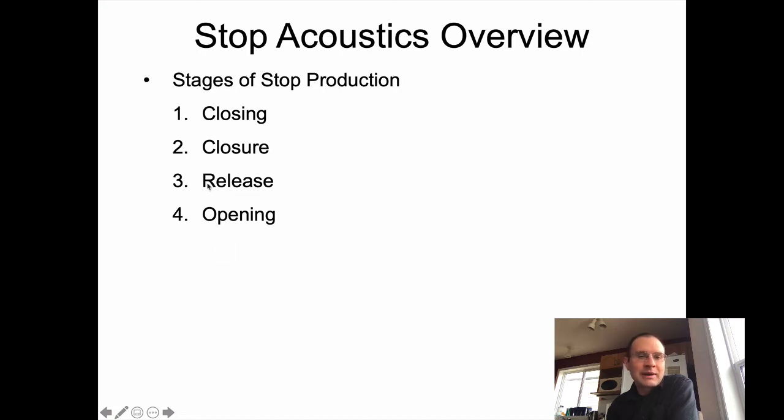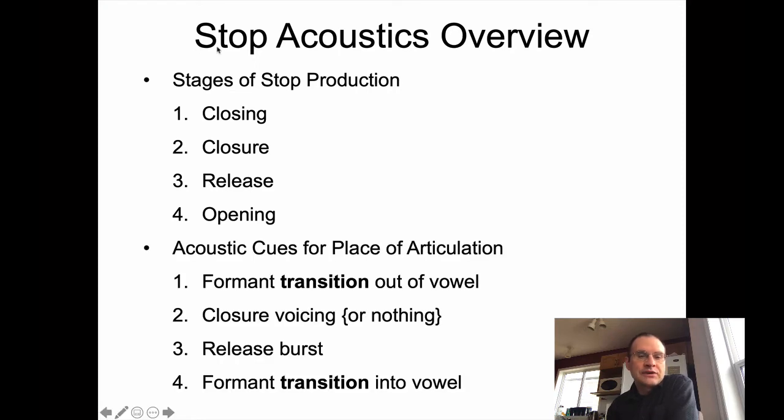We've seen the ramifications of the stop release burst in the spectrograms before, but it turns out these first and last phases are actually really crucial cues to figuring out what sort of stop we're producing when we look at it in its acoustic form. So what we see in terms of acoustic cues for the place of articulation of a stop is, number one, what we're going to call a formant transition out of the vowel. By transition, I just mean there are going to be changes in the specific frequency values of the formants as we go into the stop closure.